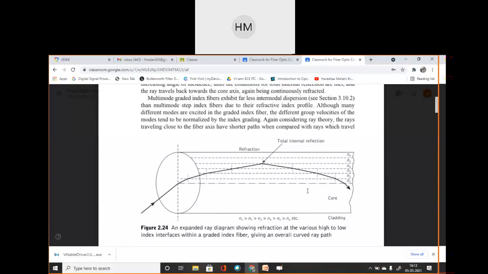And see, the most suited multimode graded index fiber for optical propagation has the parabolic profile value, alpha equals 2. Okay, this you can write in your copy as an important note, that a parabolic index profile core having alpha equals 2 is most suited for multimode optical propagation.